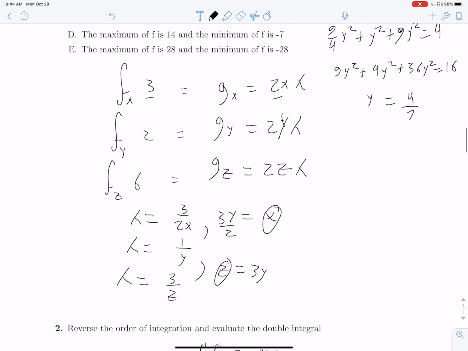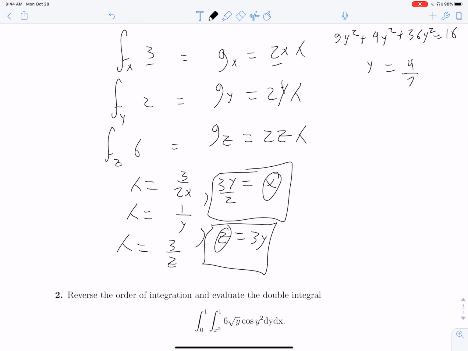And now instead of doing all that process over with x and z, we already have these nice clean little relations down here that we can use. So we know that x is going to be 3 over 2 times y, which we know is 4 over 7. And so we find that x is 6 over 7. And then we know that z is 3 times y, and so that's going to be 4 over 7 times 3, which is 12 over 7.